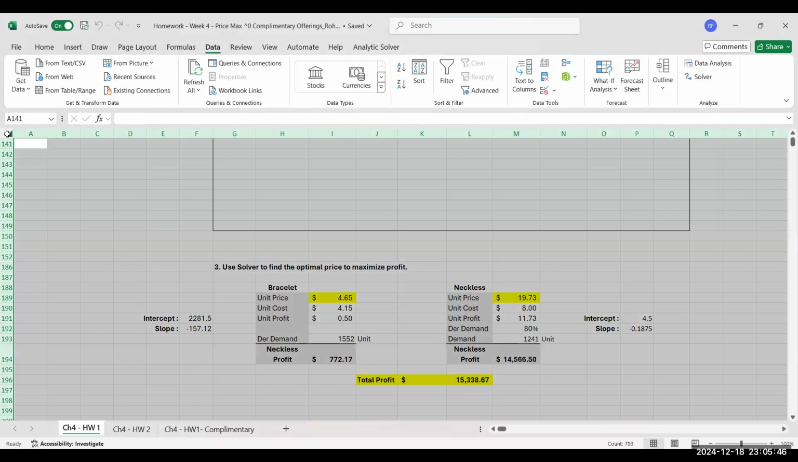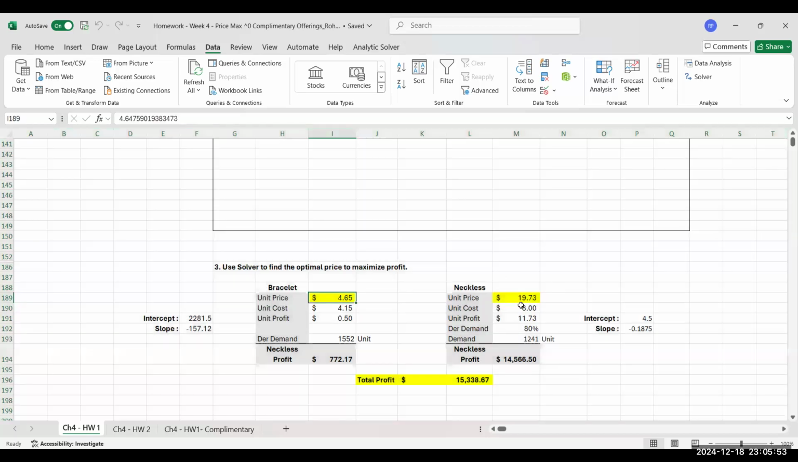that's the way we got the actual optimal price for both items, which is $4.65 for the bracelet and $19.73 for the necklace. So basically, we're gonna sell 1,552 units of the bracelet at the $4.65 price point. And the same way at the price point of $19.73, we're gonna sell like 1,241 units of necklace. In that manner, we're gonna make the highest profit. That is the funda of this solver and the optimal price, right?